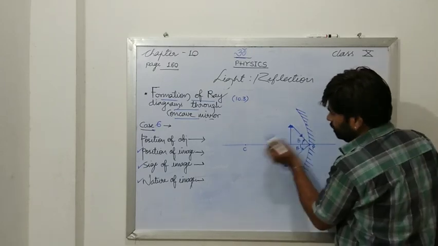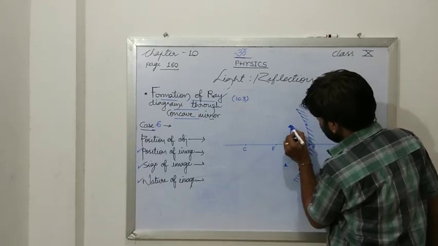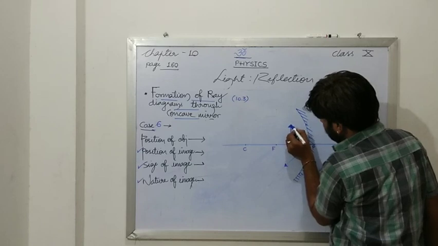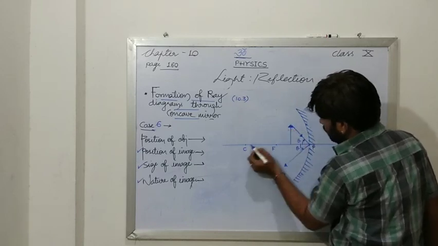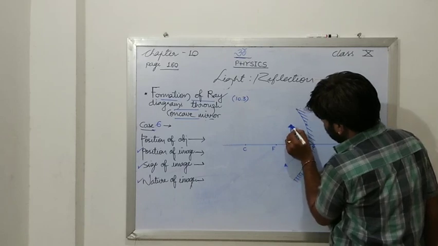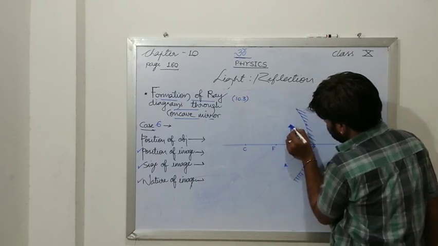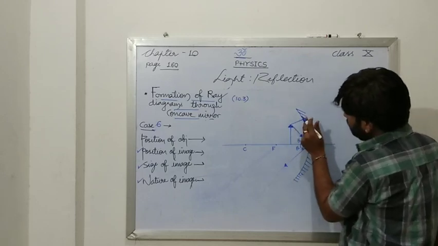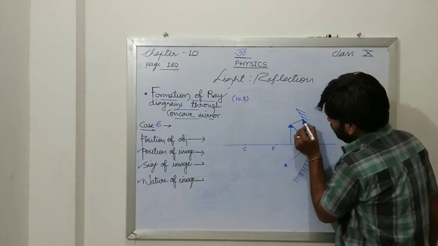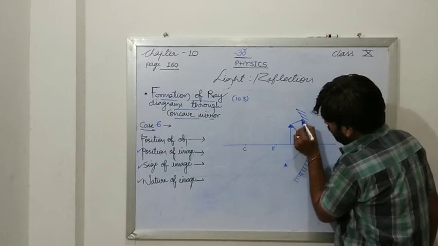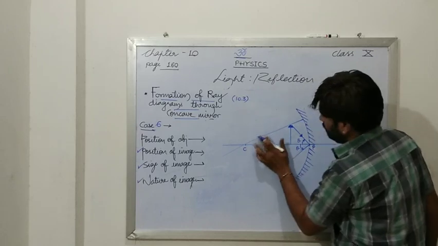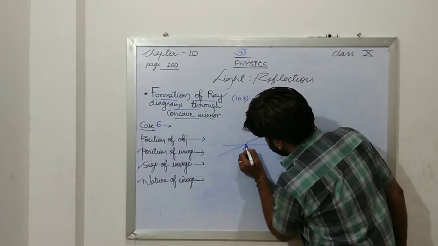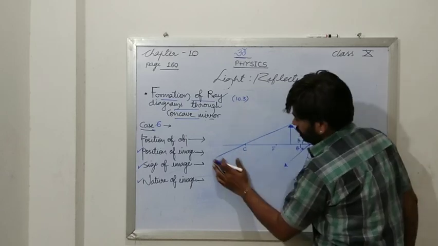So let us see rule number 2. The rule is that when a light which passes through the center, or is incident on this particular point with a normal, then after reflection it will pass through the center. Just after reflection, it will pass through the center. Okay, very simple.